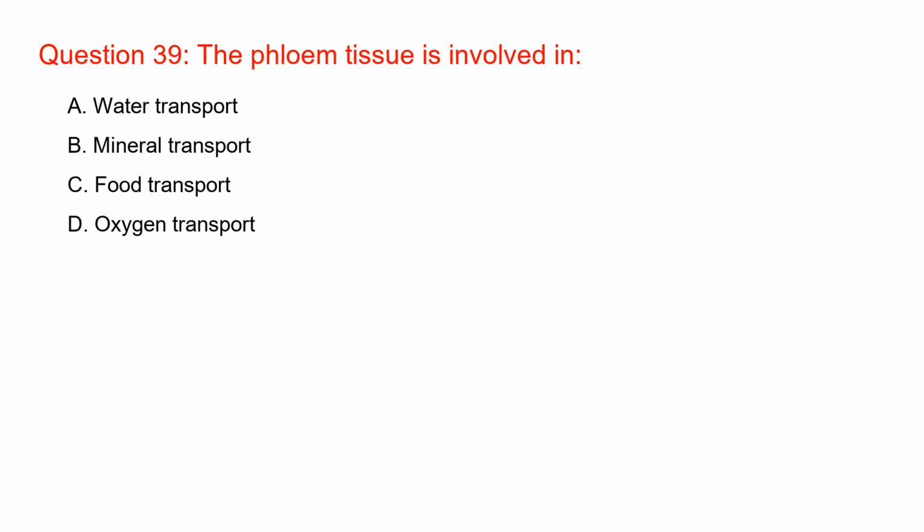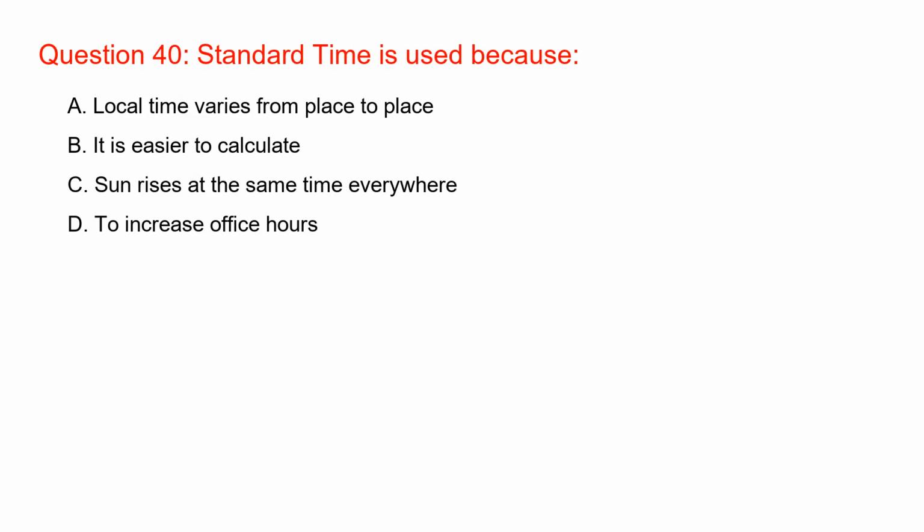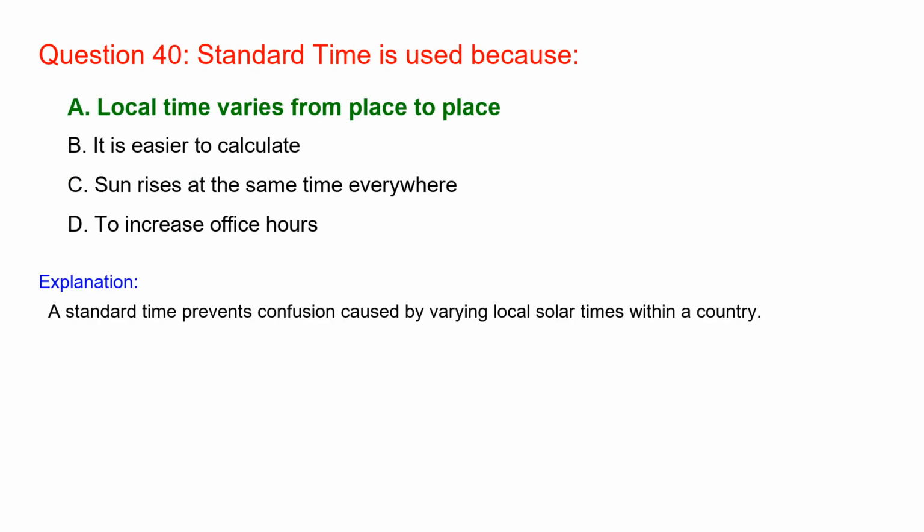The phloem tissue is involved in food transport. Phloem carries nutrients, sucrose, from leaves to all parts of the plant. Standard time is used because local time varies from place to place. A standard time prevents confusion caused by varying local solar times within a country.